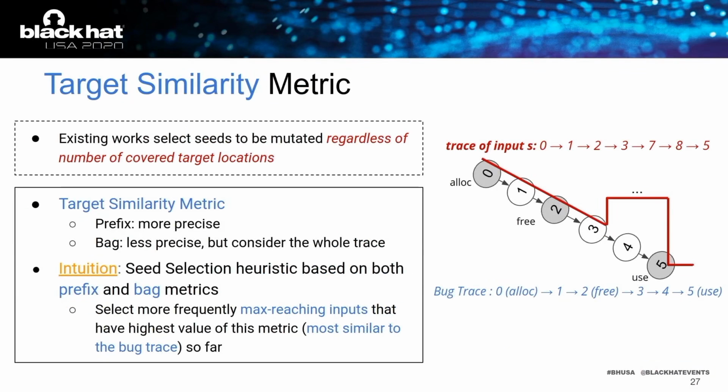The sequence-aware target similarity metric concretely assesses how many targets a seed execution trace covers at runtime, and also takes the ordering of the targets into account. We combine both prefix and back options, as the prefix option is more precise because it counts values until the first divergence in the bug trace, and the back option also provides more information about the whole trace. Then we use this metric for seed selection by selecting more frequently the inputs that are most similar to the target bug trace.